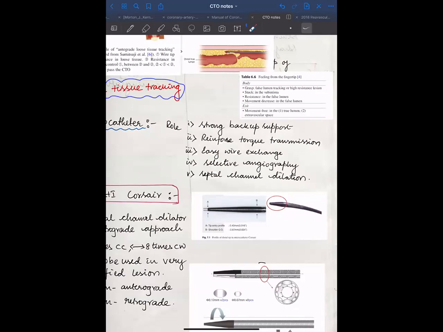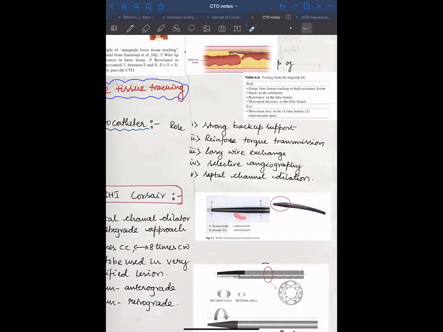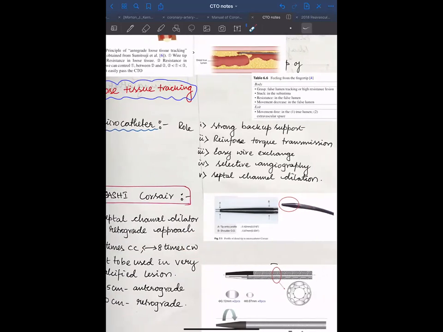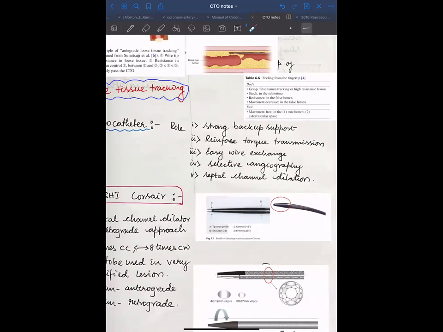So it has a tapered tip, and it is available in two lengths. For antegrade approach, we use 135 centimeters, and 150 centimeters for retrograde approach. It doesn't have too much tensile strength and can get stuck. So it is not to be used in a very calcified lesion, they say. And the optimal way of using it is 8 times clockwise and then 8 times anti-clockwise, to not leave too much torque in the body of this.